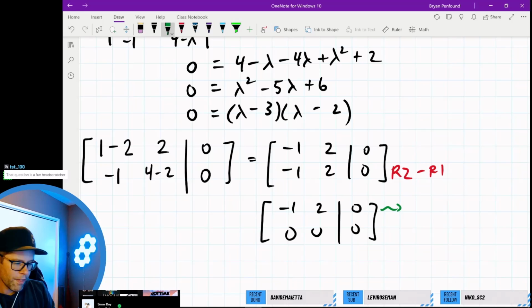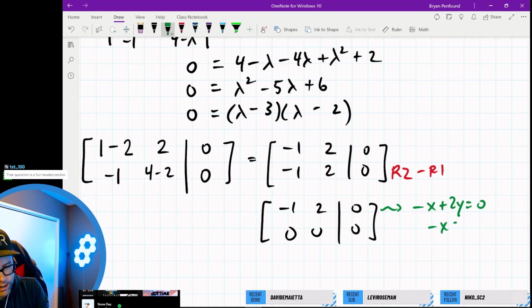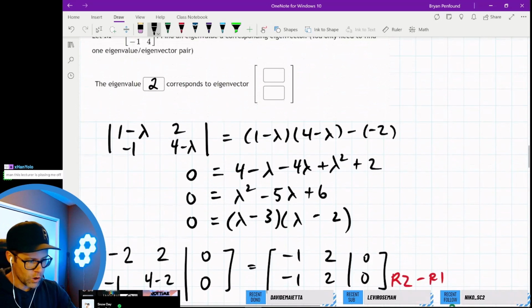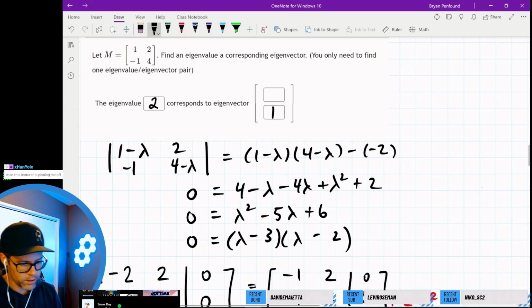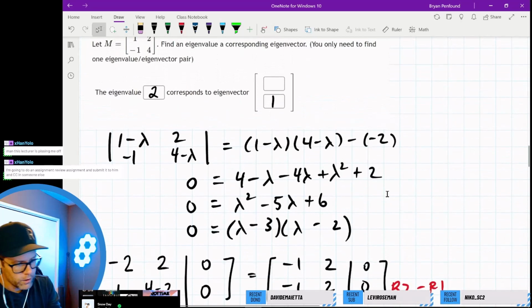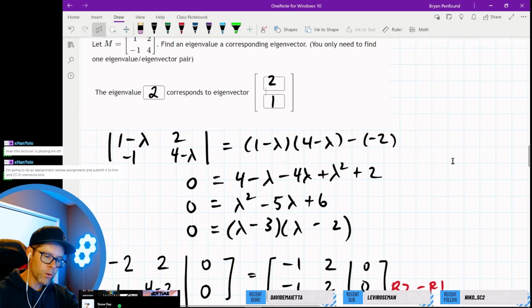And we'll take a look at that first row, which says that negative x plus 2y is equal to 0. So negative x is equal to negative 2y, or x is equal to twice y. So if I choose, for example, y is equal to 1, so if I scroll back up here and pick my y component of the eigenvector to be 1, then I know the x component has to be twice that, so (2, 1) would be a possible eigenvector. As long as the x component is twice the size of the y component, we should be okay.